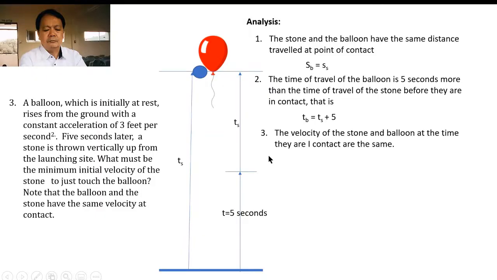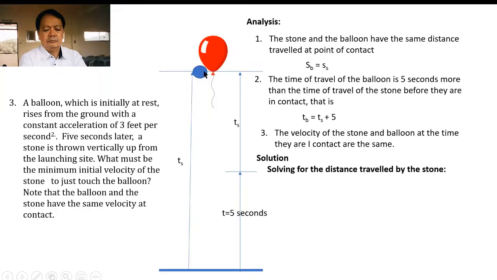It is given in the problem that, okay, the balloon and the stone have the same velocity at contact, and therefore the velocity of the stone and the balloon at the time that they are in contact are the same. Hence, yung kanyang final velocity of the stone shall be equal to the final velocity of the balloon. So that if we're going to solve for the distance traveled, doon muna tayo sa stone. Okay, ito yan, ano.